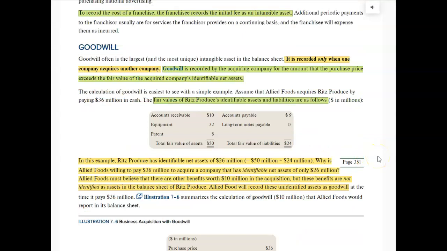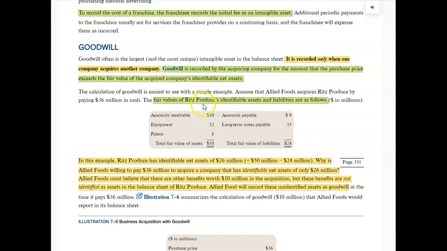Now, goodwill is something different. Goodwill, as the first highlight says here, is recorded only when a company acquires another company. So goodwill is recorded by the acquiring company for the amount that the purchase price exceeds the fair market value of the acquired company's identifiable assets. What does that mean? Let's look at the example.